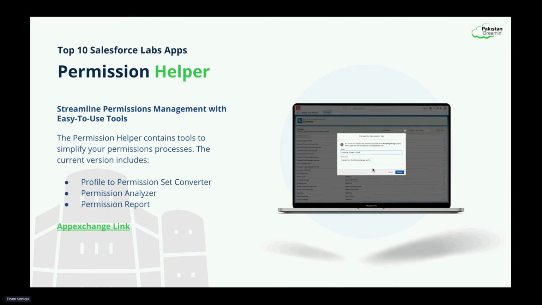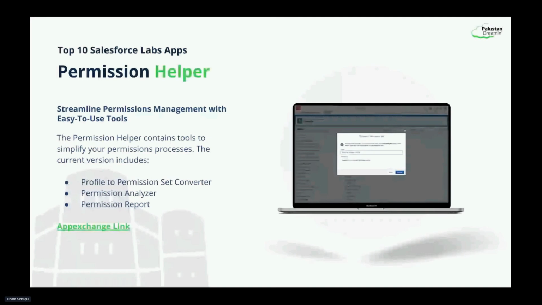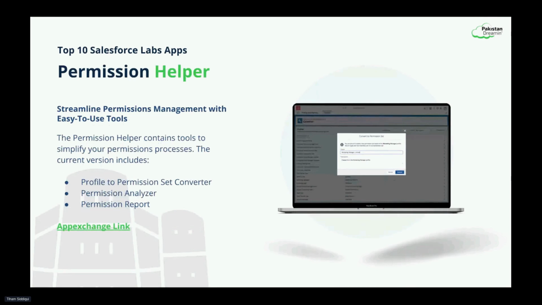Let me just quickly zoom. Okay, never mind. You just click on the profile and say that you want to convert it, and you can write the name for the permission set. Let's say, permission set with system admin permissions.